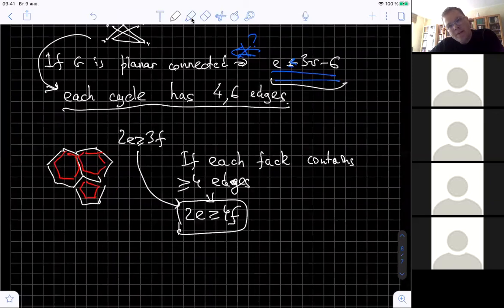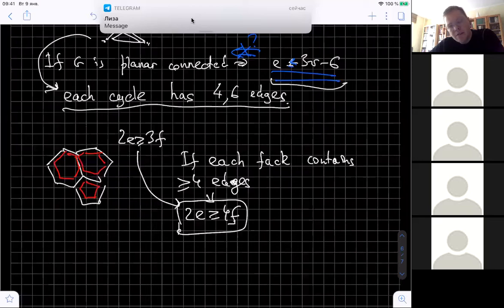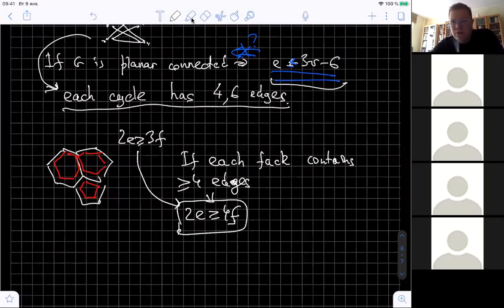So can you explain? You said that this one is a stricter inequality? Yeah, because I proved that 2e is not just greater than 3f, but greater than 4f. So I need edges not as 1.5 of f, but I need edges greater than 2f. So I need more edges for this graph to be planar.